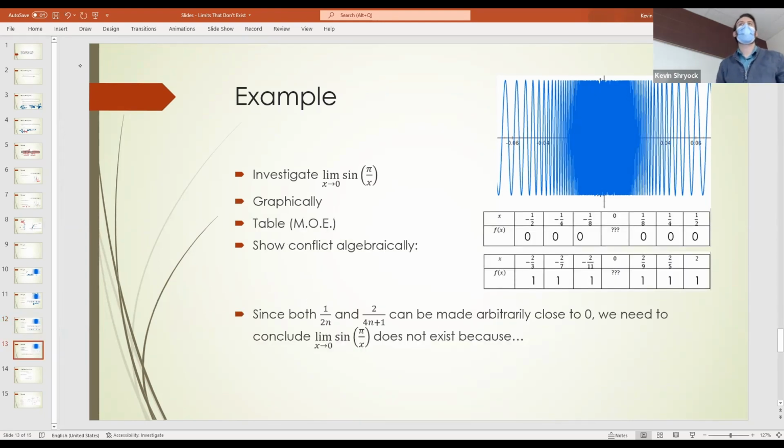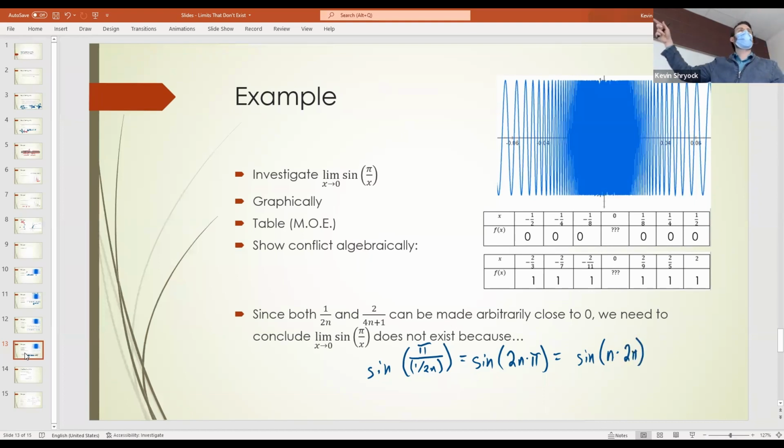So how could we show this in our math? Well, we could say something like, since the sequences 1 divided by 2n, the first one that we considered, 1 divided by 2, 4, 8, and 2 divided by 4n plus 1, which was how I got the second sequence, can be made arbitrarily close to 0, then we need to conclude that this does not exist, because sine of pi divided by 1 over 2n equals sine of 2n pi equals sine of n times 2 pi.